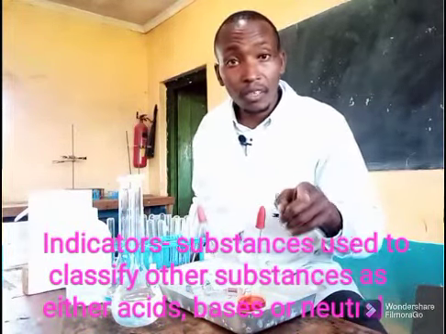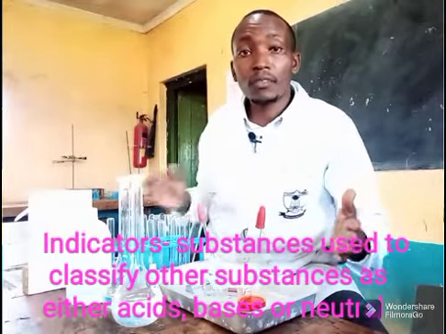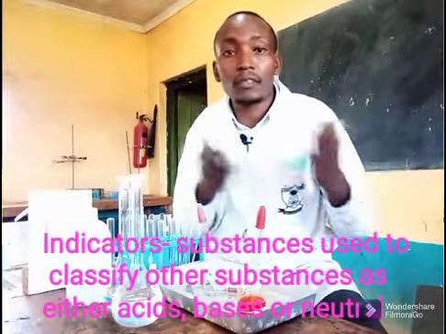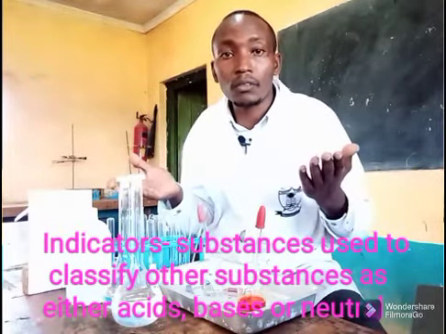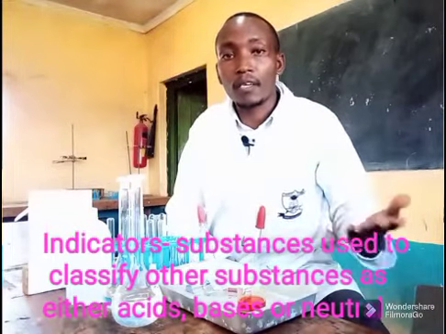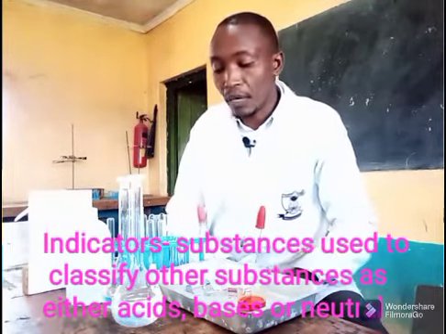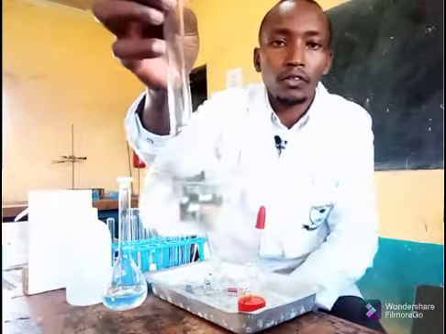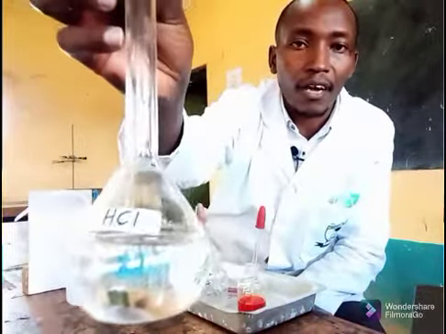They are called indicators. So if somebody asks you what is an indicator, it is a substance that will assume different colors while in acid or basic solution, and it helps you to classify the substance either as an acid or a base. For today, I'll have a solution here.